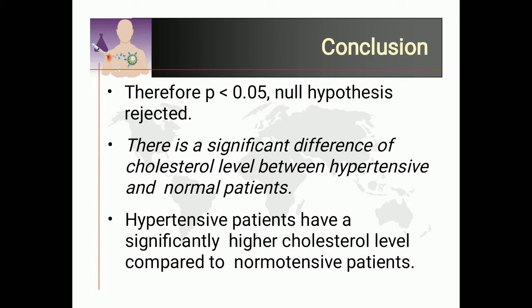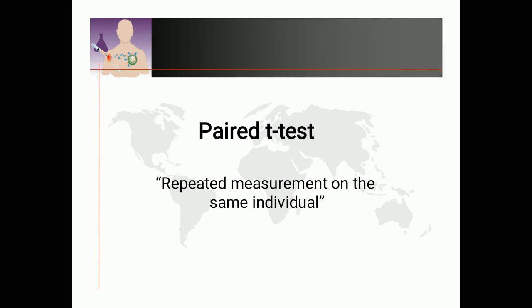So now we conclude: p equal to 0.05 or less means the null hypothesis is rejected. There is a significant difference in cholesterol level between hypertensive and normal patients. Hypertensive patients have a significantly higher cholesterol level compared to normotensive patients. So that was all about the student t-test.